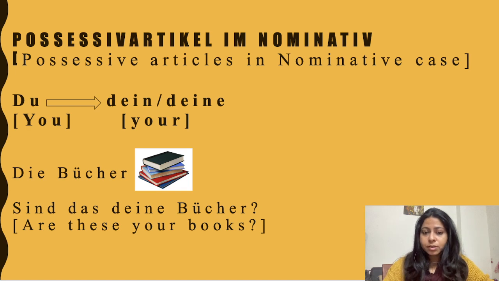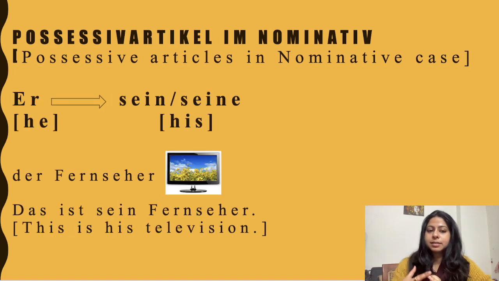So, the point here is with feminine and plural, you would use deine: "Sind das deine Bücher?", "Ist das deine Katze?" So, you have to remember that feminine and plural will take the ending e here. Sind das deine Bücher. Now, let's move on to the next set of personal pronoun and possessive pronoun.